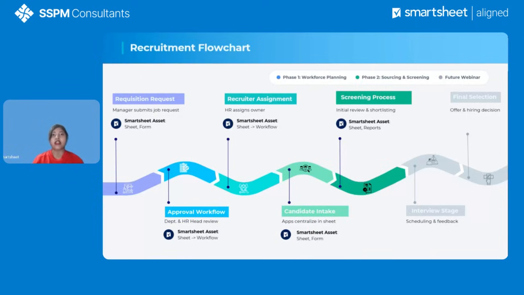In Smartsheet, this entire flow is powered by forms to capture structured requests and applications, sheets to act as the central system of record, workflows to automate approvals, alerts, and status updates, reports and dashboards to give real-time visibility across roles and candidates. So every step you see here is not manual, it's completely system-driven.